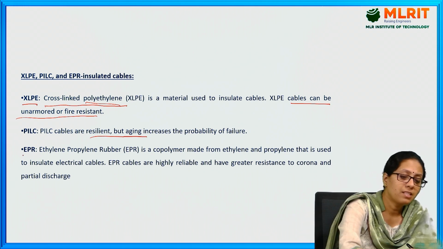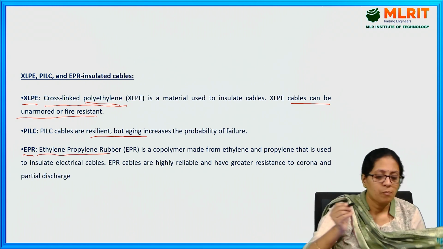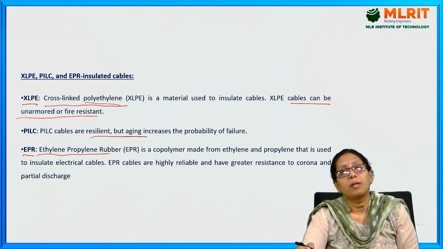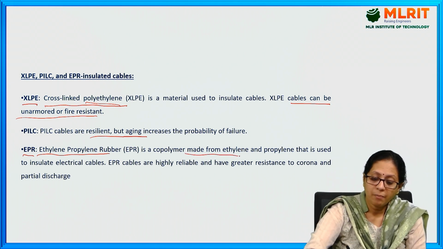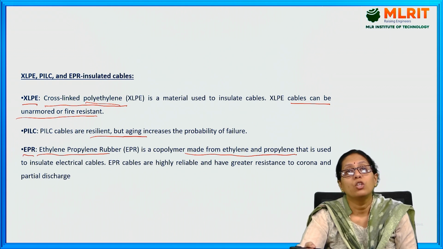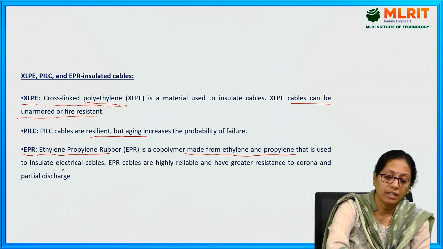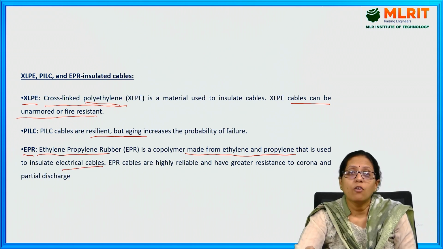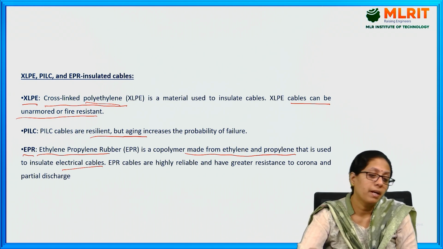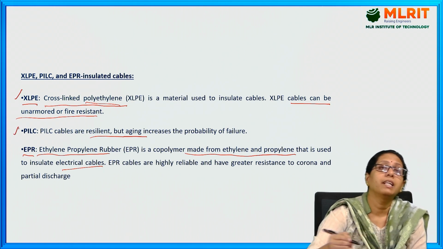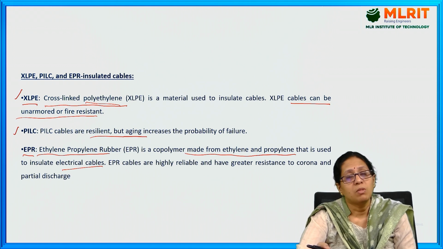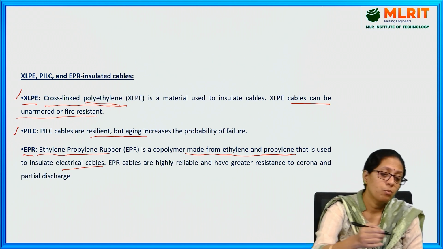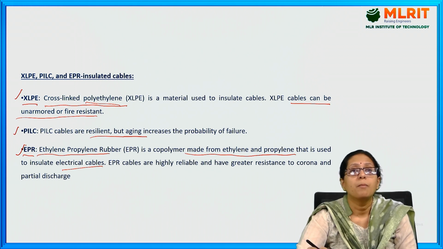The third type is EPR. EPR is ethylene propylene rubber. This ethylene propylene rubber is made from ethylene and propylene and is used to insulate electrical cables. These kinds of cables are highly reliable and have greater resistance when compared to the first and second types of cables. That means here you can see three different types, and among these three types of cables, mostly the third one is preferred.